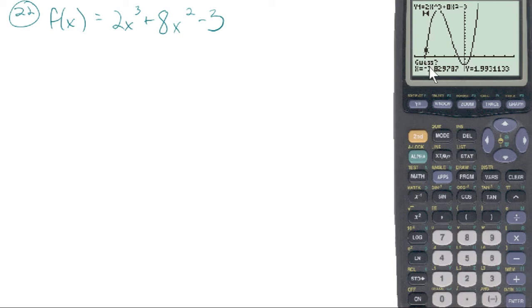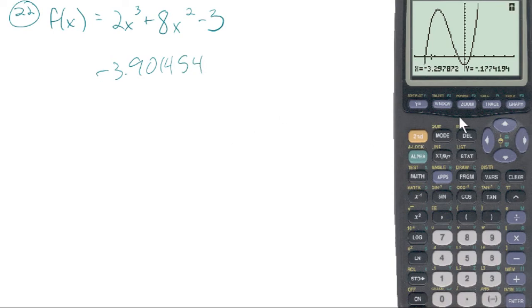It's saying get kind of close, not incredibly close, not painfully close, but just kind of close to the x-intercept and press enter. I'm not even going to move the cursor, I'm just going to press enter, and it's going to tell me a zero of negative 3.901454. There's a zero.